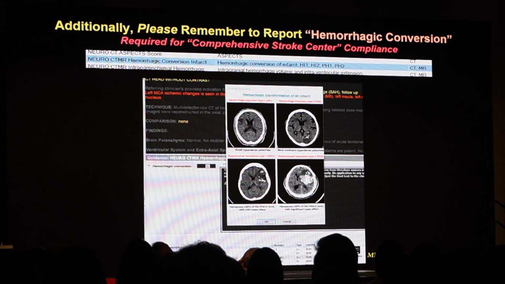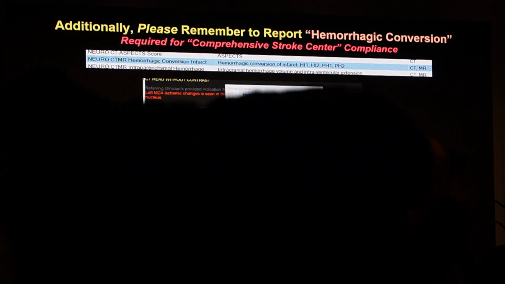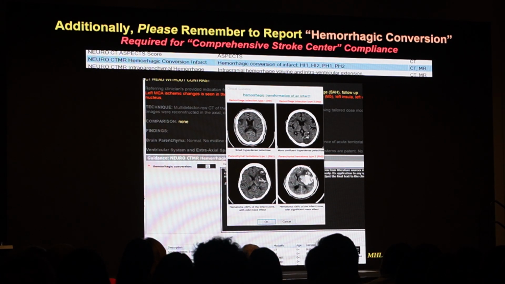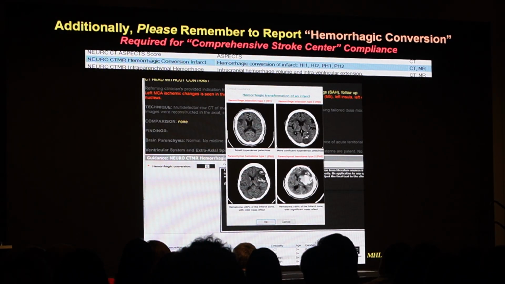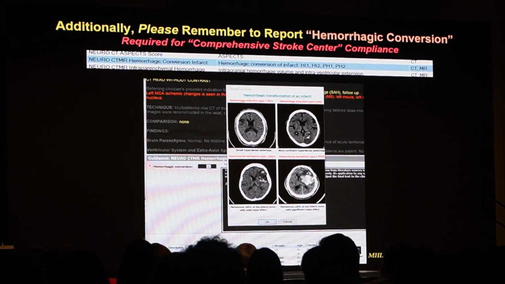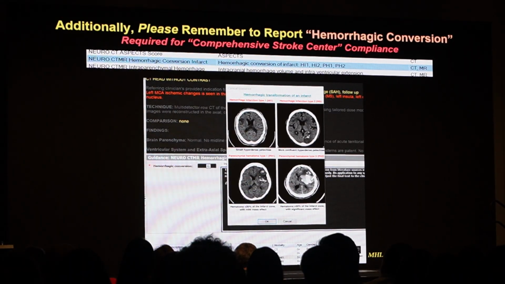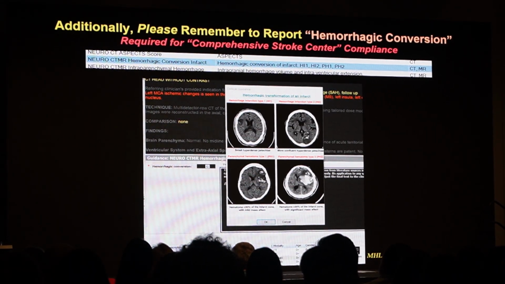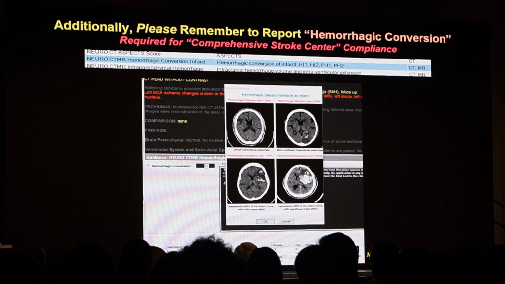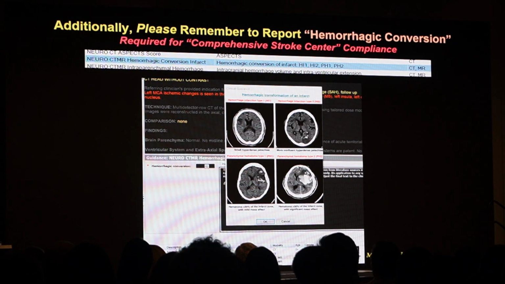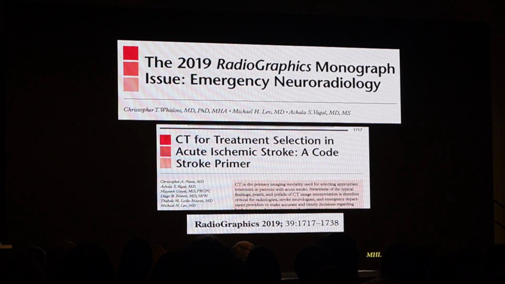And so it's very important for us to retain this rating, that we have a very careful record of complications, who develops hemorrhage after treatment, and what the staging of that hemorrhage is. Is it HI1, HI2, PH1, PH2? And so we actually have a little template where you could just look at the pattern of the blood, click on it, and it actually inserts that into the report. And so that becomes searchable, and our neurologists love that.